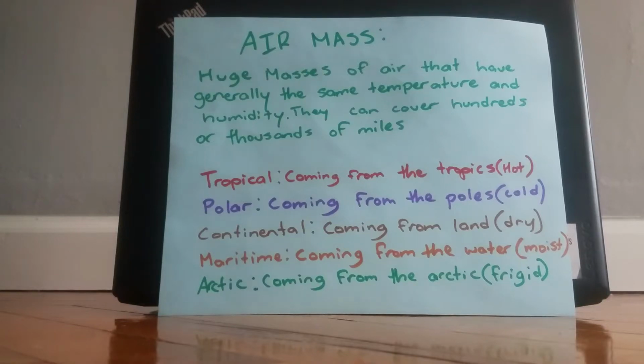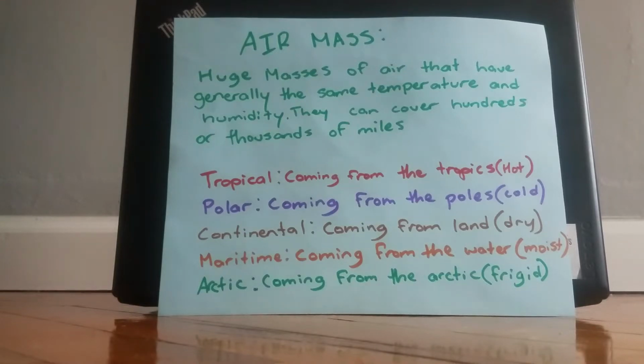Now they're broken up into, depending on how you look at it, 5 or 6 types. You have tropical, which is coming from the tropics. We're going to revisit all these in a minute. So they're typically hot. You have polar, which is coming from the poles. They're cold. And then you have air masses that are coming from land. We call these continental, and these are dry. Then you have air masses that are coming from the water. These are called maritime, and these are moist.